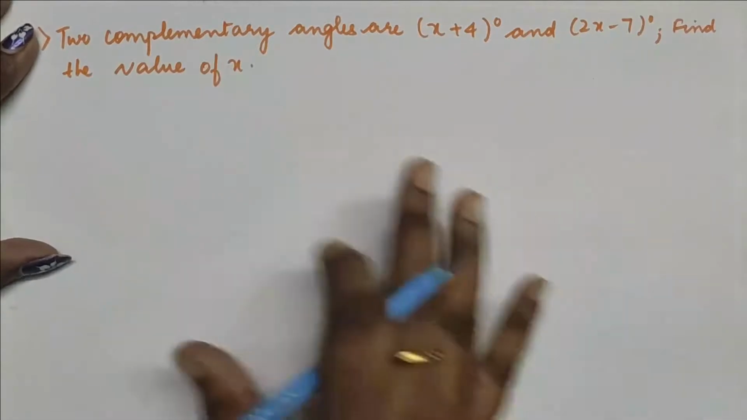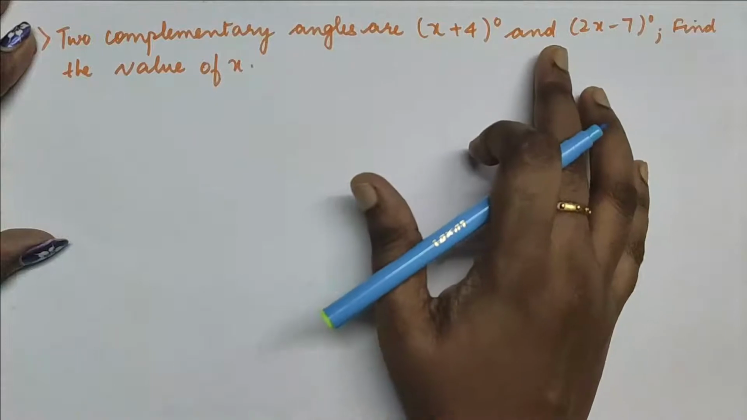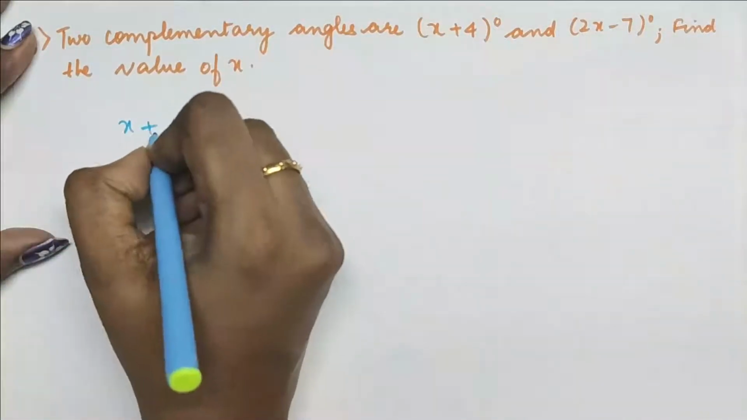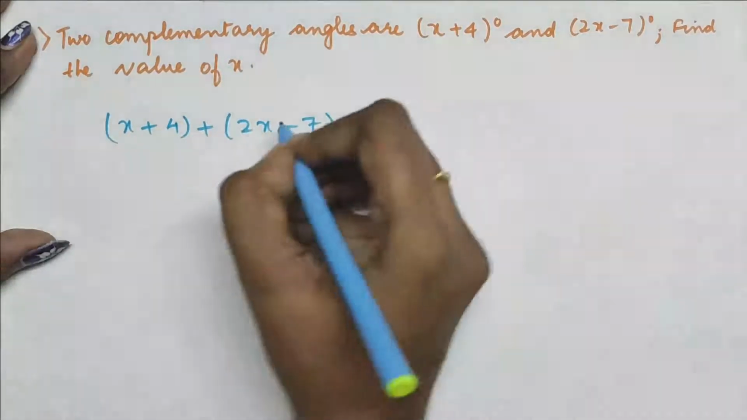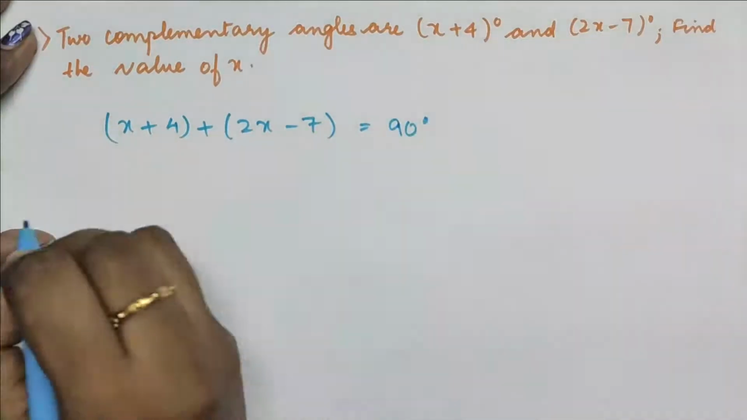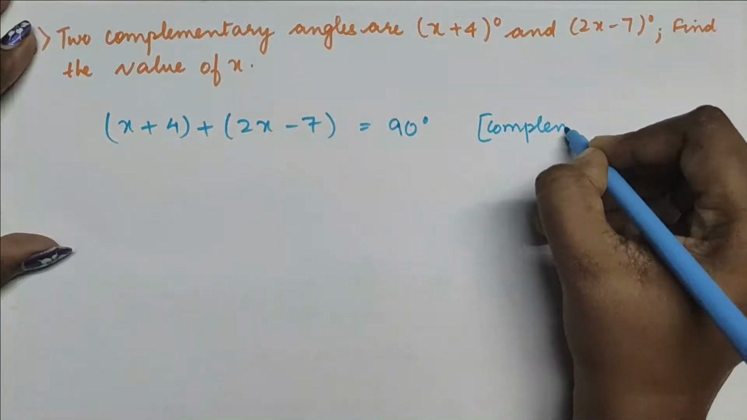Now moving on to the next question, where it says that two complementary angles are x plus 4 and 2x minus 7. Find the value of x. So the angles are already given to us, let us add them, and as it is telling they are complementary, we will write it as total equal to 90. So you can always write the reason that they are complementary angles.